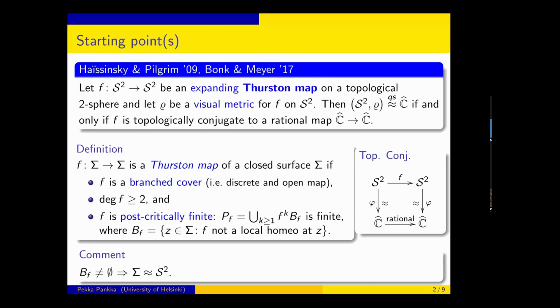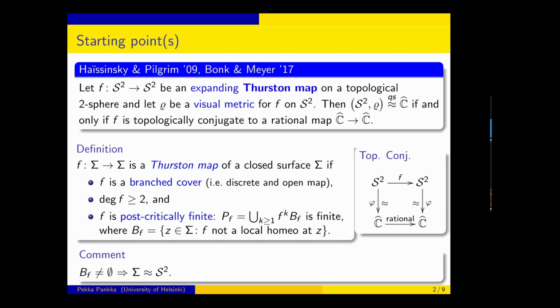And then, to omit homeomorphisms, you say that the degree is at least 2. The key thing is that the map is post-critically finite, meaning that you take the branch set of the map, B_f, the set where the map is not a local homeomorphism, and then you take the forward orbit of that set, and you want this infinite union to turn out to be a finite set. If that's the case, then you say that your map is post-critically finite, and that your map is a Thurston map, which is a post-critically finite branched cover of degree at least 2.